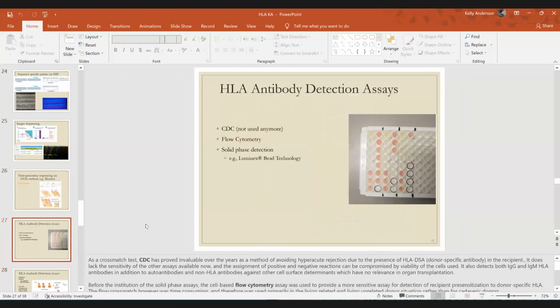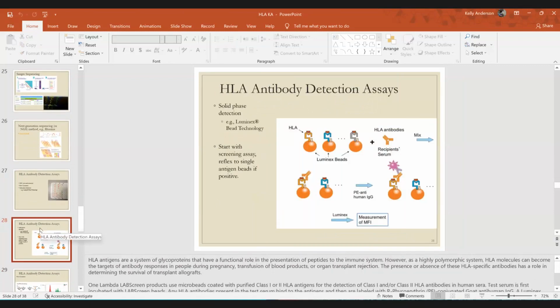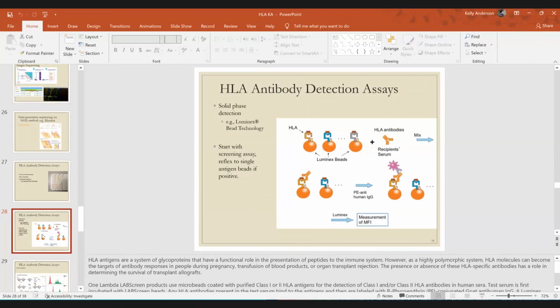And I won't go into the antibody because it's not really relevant to the molecular side, but just of note, you can do antibody detection with the Luminex as well. Instead of binding a DNA probe to the Luminex beads, you can actually bind an HLA antigen to the beads, and then you incubate it with your patient serum, and then it will tell you what antibodies are present in that patient.